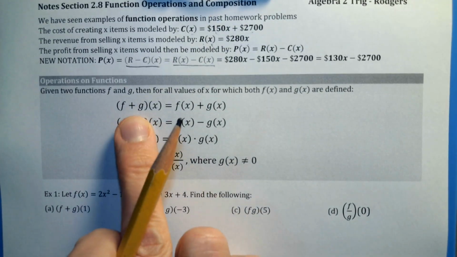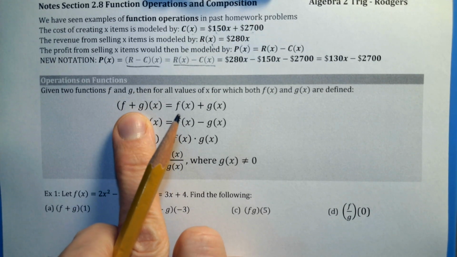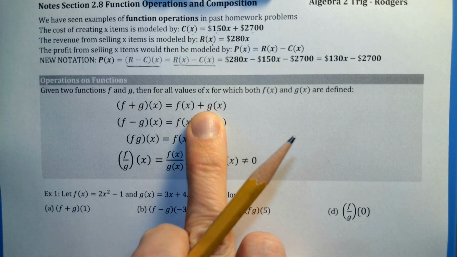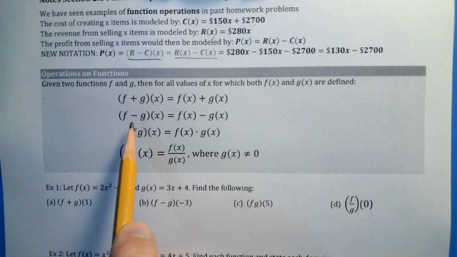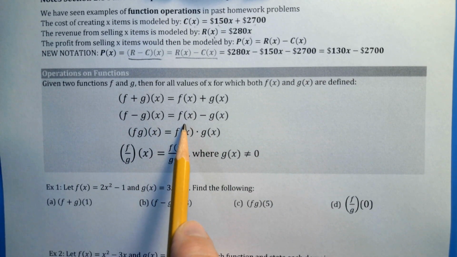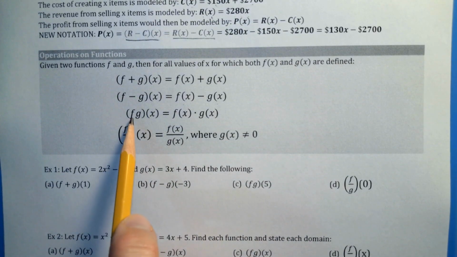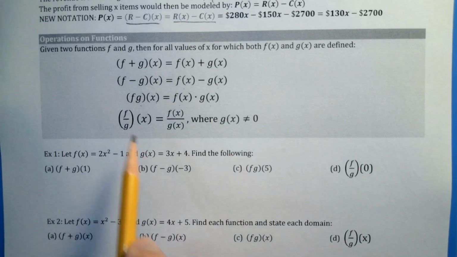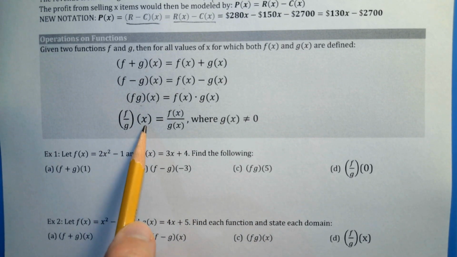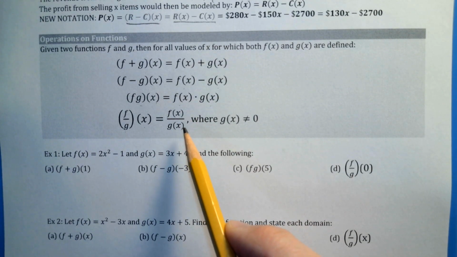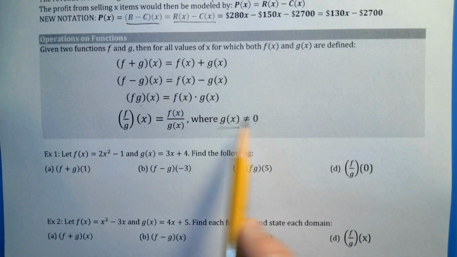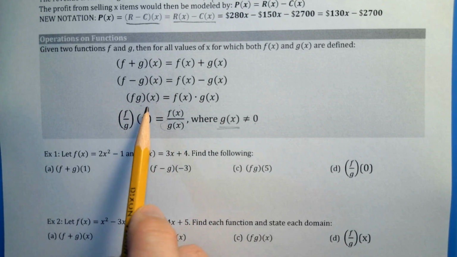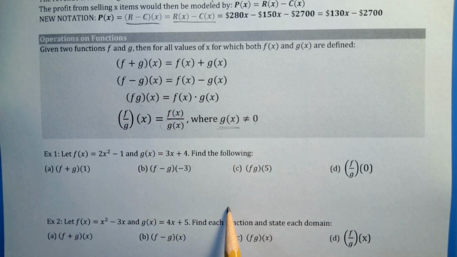All right, so we can add two functions. We say f plus g of x is the same thing as f of x plus g of x. We have f minus g of x, and that's the same thing as f of x minus g of x. We have f times g of x, and that's f of x times g of x. And lastly, we have f divided by g of x, and that's f of x divided by g of x. Of course, where g of x cannot equal 0, because that would make the combination of the two functions, that operation, undefined.